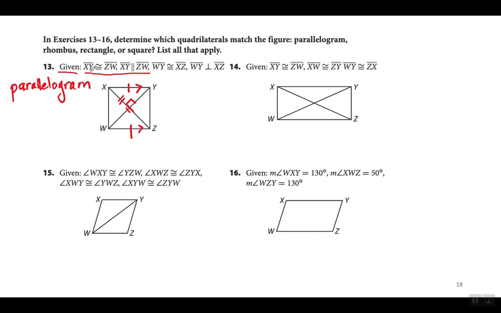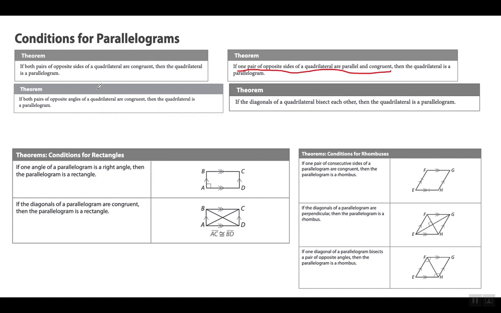Okay, una de las condiciones para hacer un paralelogramo es si un par de lados opuestos son paralelos y congruentes, entonces es un paralelogramo. Okay, así que ya sabemos que es un paralelogramo. Ahora voy a chequear si es un rectángulo. All right, now let's check if it's a rectangle.